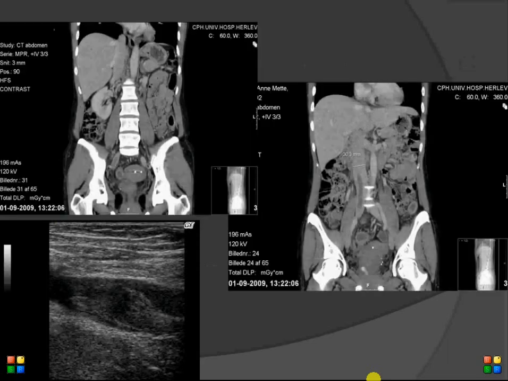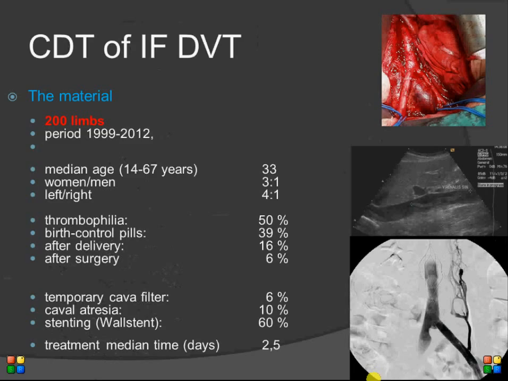Just to show you how easy it is, we have seen many demonstrations: it is easy to see the DVT on ultrasound, but also easy to see the thrombus on the CT. I don't have to point, you can see it yourself.